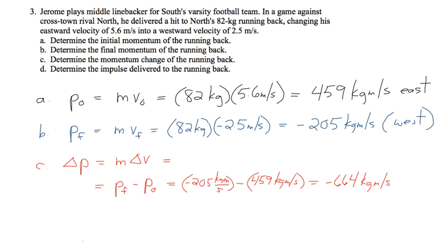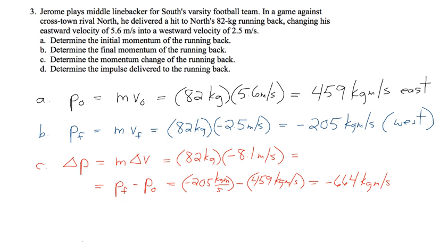Now, like I said, you could have used 82 kilograms times the change in velocity. So the change in velocity, I'm going from positive 5.6 to negative 2.5. So my change is actually going to be negative. From positive 5.6 to get to 0, I'm going negative 5.6, and then 2.5 more, that's going to be what? Negative 8.1 meters per second.